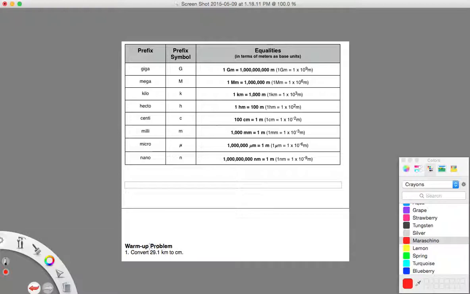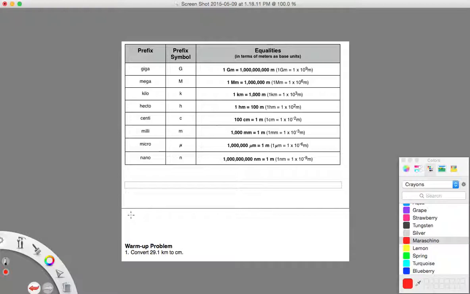So let's use this first warm-up problem as a practice here. It says convert 29 kilometers into centimeters. So in this case, we don't have an easy conversion. There's nothing that links kilometers into centimeters. What we have to do is go from kilometers into meters, and then from meters into centimeters. So here's how we're going to do it.